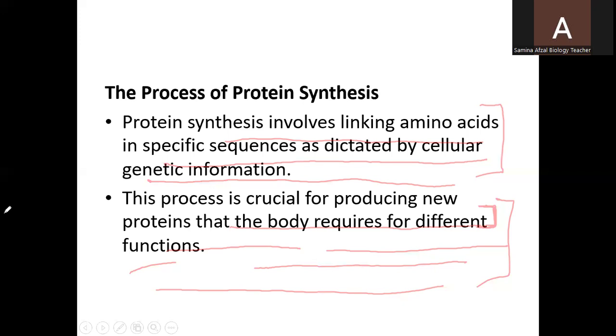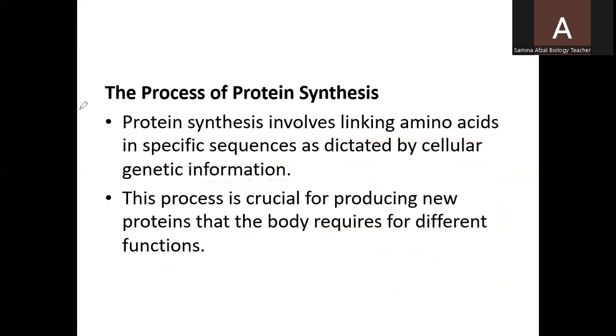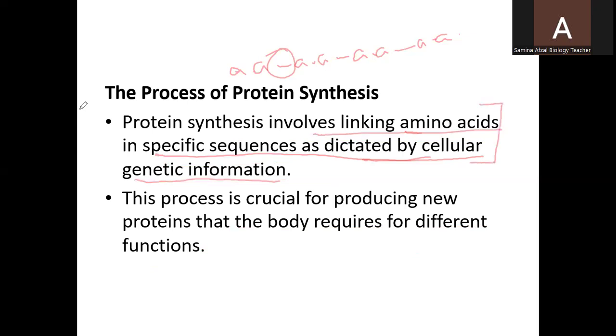Protein synthesis involves linking amino acids in a specific sequence dictated by cellular genetic information. Amino acids will join together to make a chain of amino acids. They will join with the help of peptide bonds, but the sequence of these amino acids in the formation of a protein is dictated by cellular genetic information. The process takes place in two steps: transcription and translation. So this process is crucial for producing new proteins that the body requires for different functions. So protein synthesis is a very important process which takes place in the body.